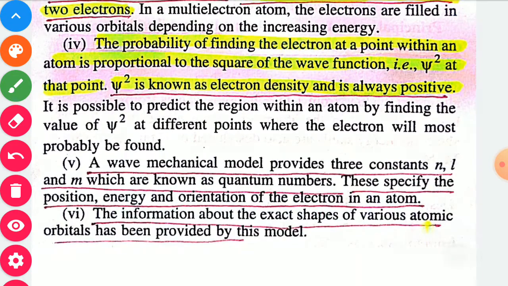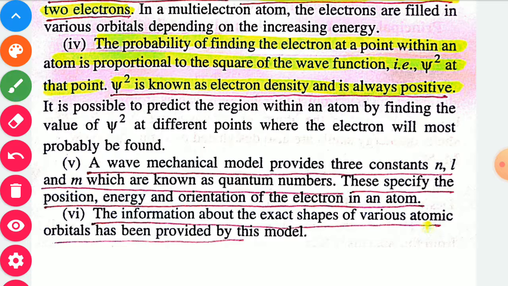Next point, the wave mechanical model provides three constants n, l and m. These are known as quantum numbers. Here n is the principal quantum number, l is the subsidiary or azimuthal quantum number, and m is the magnetic quantum number. These specify the position, energy and orientation of an electron in an atom.